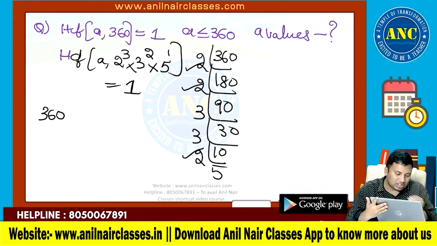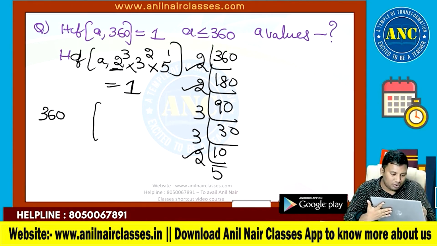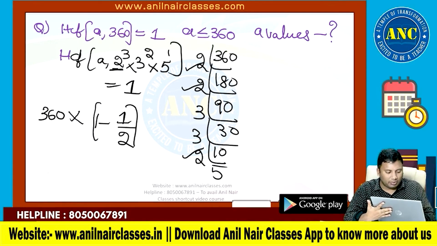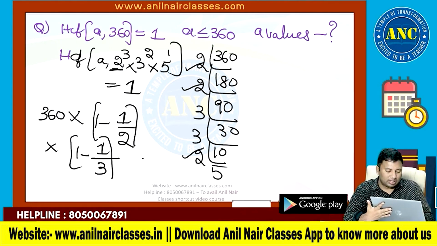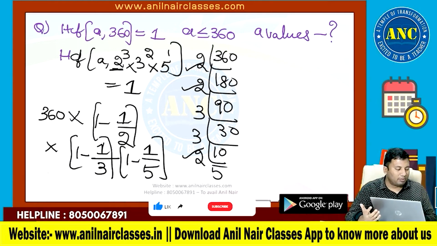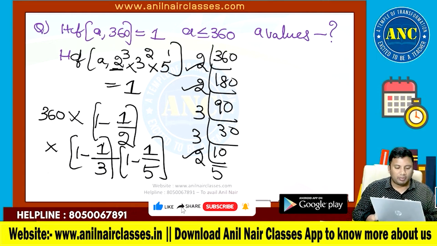If I write the first 360 natural numbers, for every two consecutive numbers, one is divisible. How many are not divisible? 1 minus 1 by 2. For every three consecutive numbers, one is divisible by 3, so 1 minus 1 by 3 are not divisible. For every 5 consecutive numbers, one is divisible, so 1 minus 1 by 5 are not divisible.